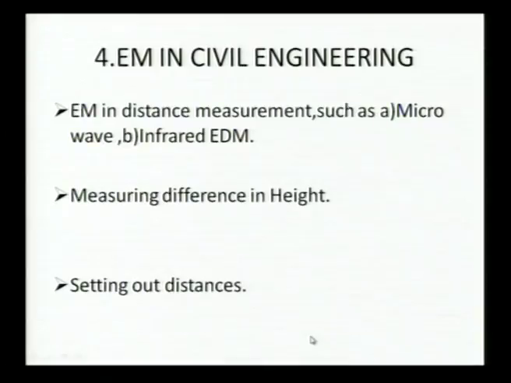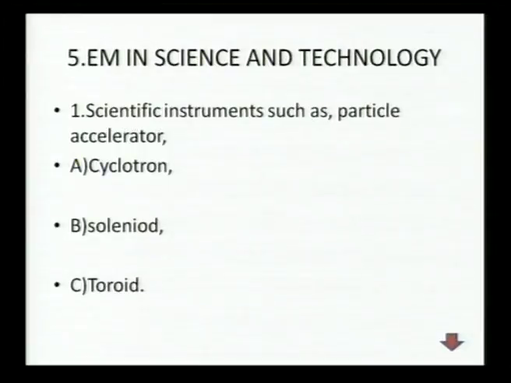And in another field, electromagnetism in civil engineering, such as electromagnetism in distance measurement, such as microwave and infrared EDM, measuring difference in height, setting out distance. These are the examples of electromagnetism in civil engineering. Now next, electromagnetism in science and technology, such as scientific instruments such as particle accelerators, that is the cyclotron, solenoid and a toroid.